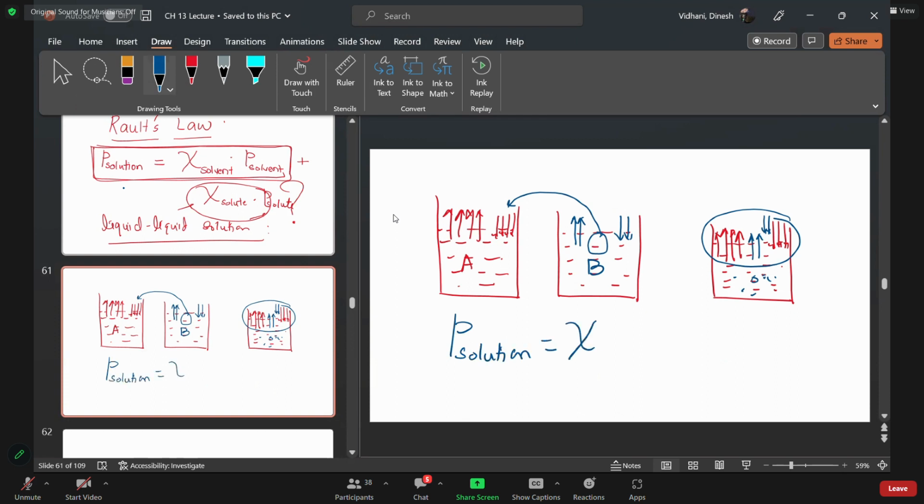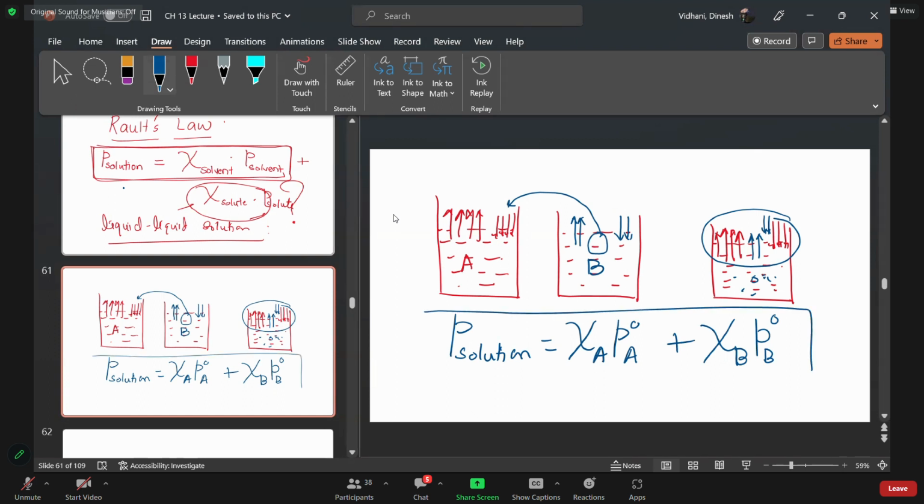That's going to be the mole fraction of A multiplied by the partial pressure of pure A, plus the mole fraction of B multiplied by the partial pressure of pure B. That will be your modified equation.